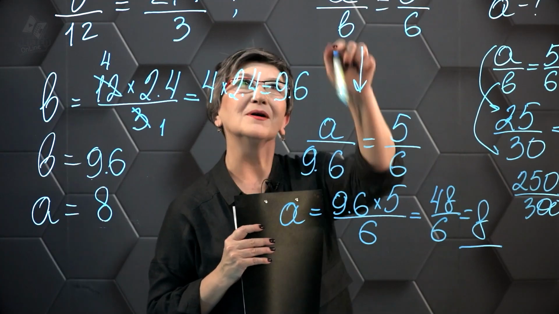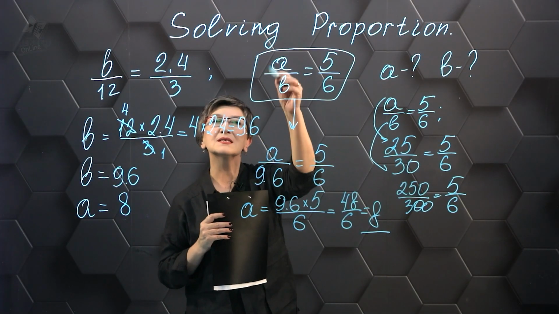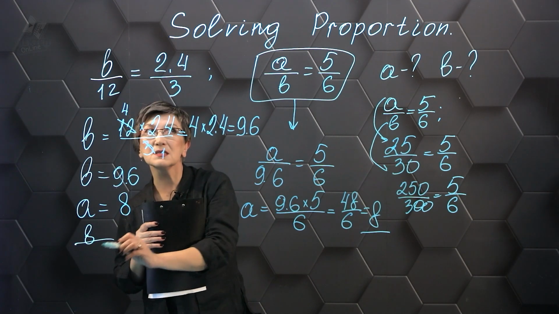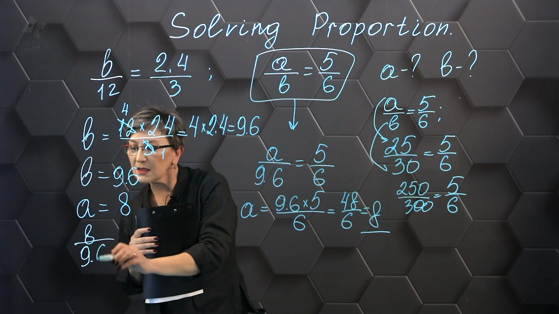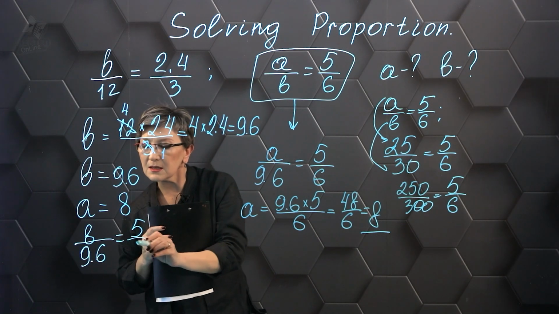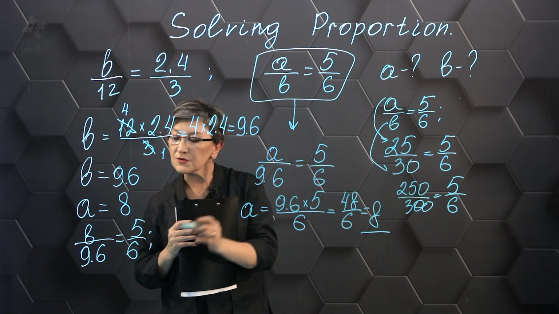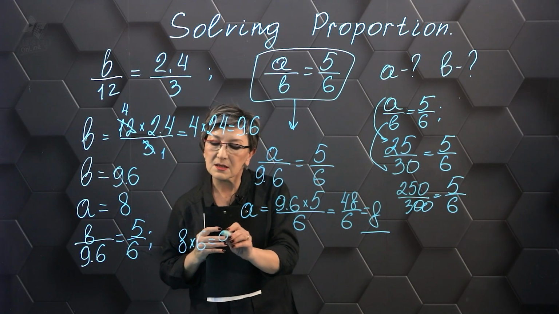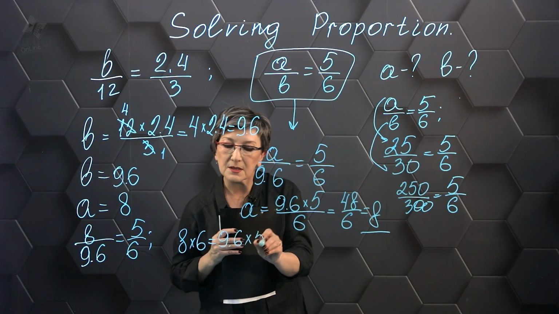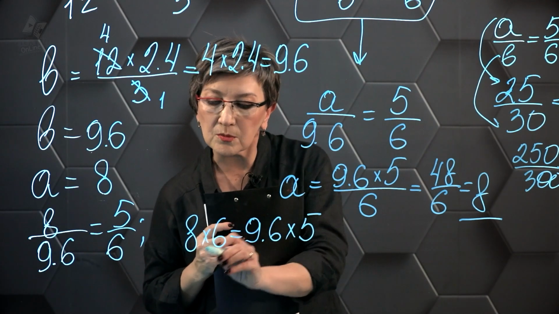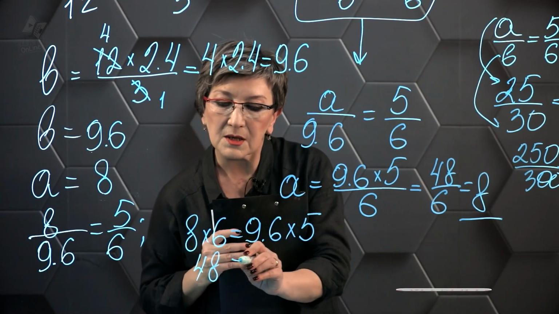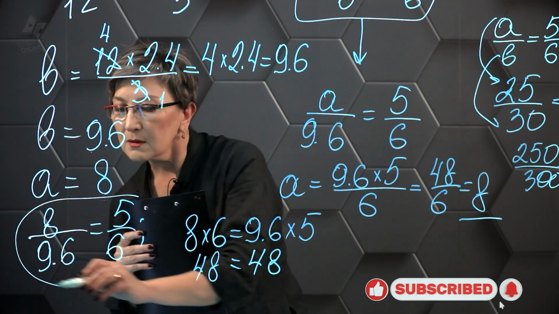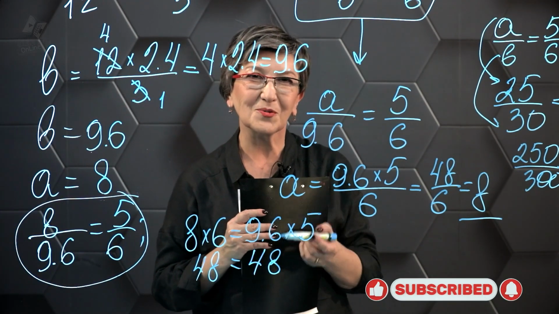Let's check it out. Let's substitute the values of A and B into our proportion. 8 divided by 9.6 equals 5 divided by 6. Using our properties, we multiply 8 times 6 and 9.6 times 5. The result is 8 times 6 is 48, and 9 whole 6/10 times 5 is 48. Thus, this is a proportion.